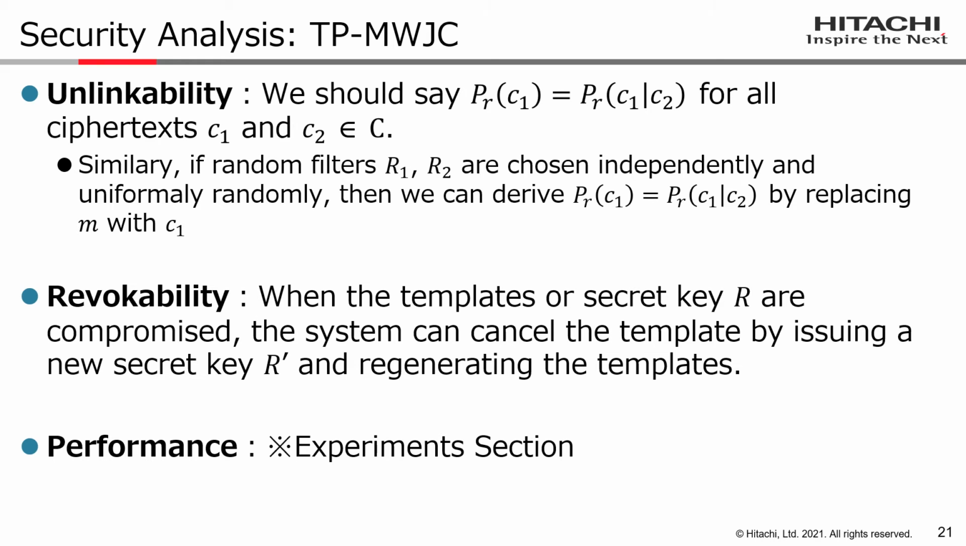Other requirements are as follows. To meet unlinkability, we should show independence between ciphertext C1 and ciphertext C2. Similarly to the case of irreversibility, we can derive this formula by replacing plaintext M with ciphertext C1. In the case of revocability, when the templates or secret key R are compromised, the system can cancel the template by issuing a new secret key R dash and regenerating the templates. Then the proposed method meets the revocability requirement. For the performance, we will explain in the experiment section.